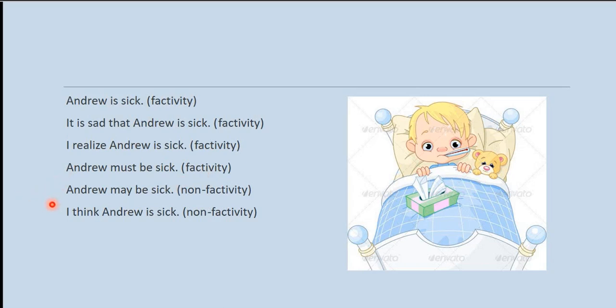But now you can see from these last two sentences which are non-factivity examples. Andrew may be sick. You see that the modal verb may is not a strong modal verb. So this is a non-factivity example. And when we look at the last sentence, I think Andrew is sick. This is my idea. So this sentence also presupposes that Andrew might not be sick as well. If the verb of the main clause is a weak verb like think, believe, perceive, then the sentence Andrew is sick turns into a non-factivity example.